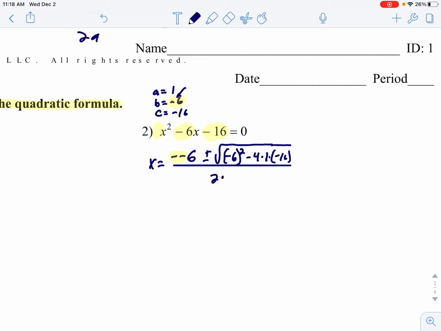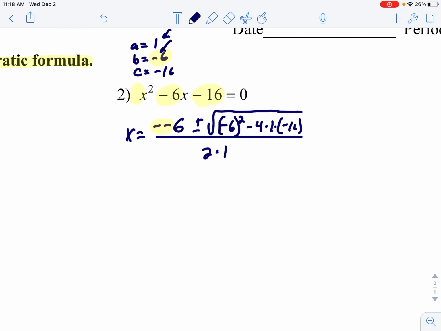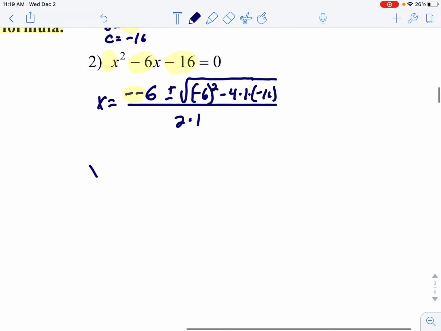All over 2 times a, which is 1. So just like all formulas, the letters stand for numbers. You have to plug numbers in for those letters. And that's what I did right there. Now we need to work it out. Okay, so how do we work this out? Well, first, negative 6, I'm going to make that a 6.